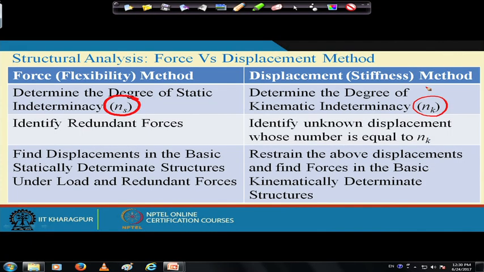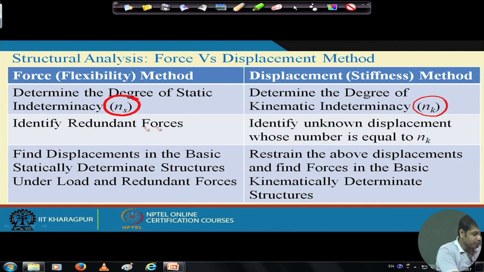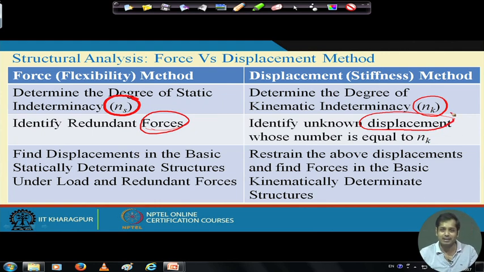But in the displacement method, we need to identify the unknown displacements, and the number of those unknown displacements should be equal to the kinematic indeterminacy of the structure. So, in the force based method, we need to identify the forces, and in the displacement based method, we need to identify the displacements. It is very obvious from the name. In the force method, force is essentially the unknown, and in the displacement method, the displacements are unknown.